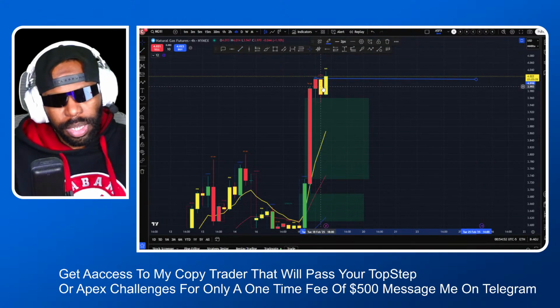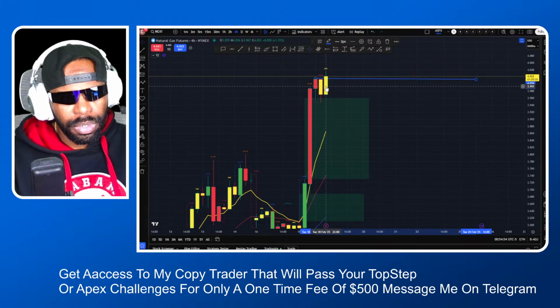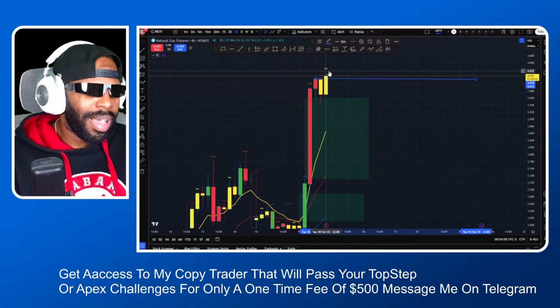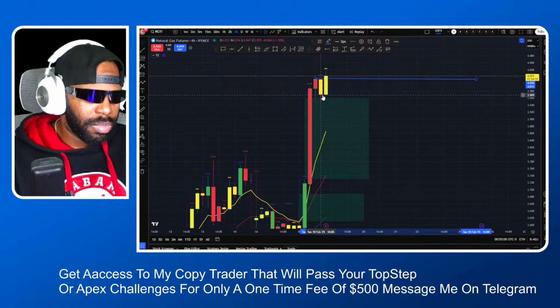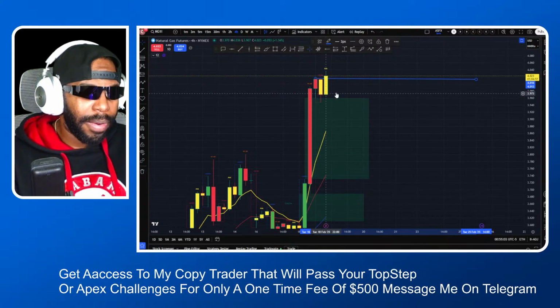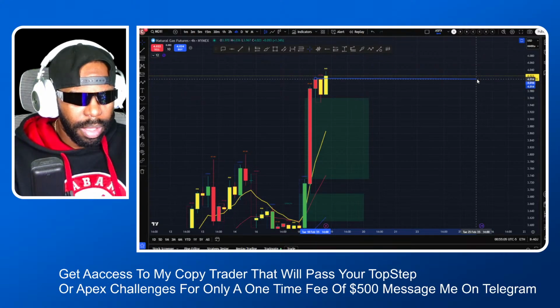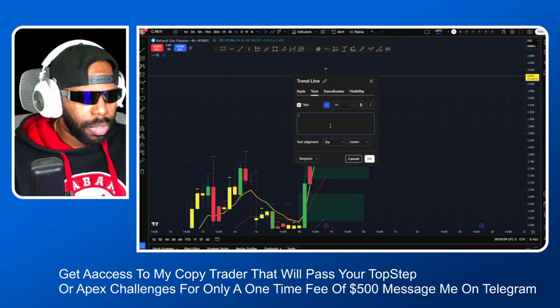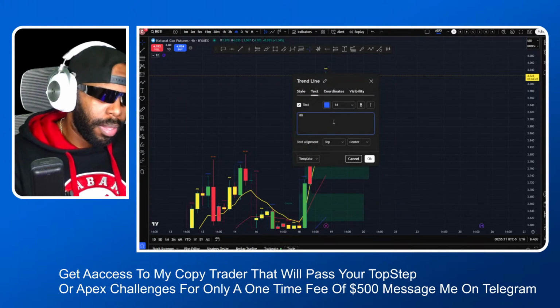This candle will close later on today at 5 p.m. Eastern. Once that candle closes above here, then we can make that the higher high, and then we can potentially mark this low down here as the higher low. But right now, this is the higher high. So I like to name that the higher high.